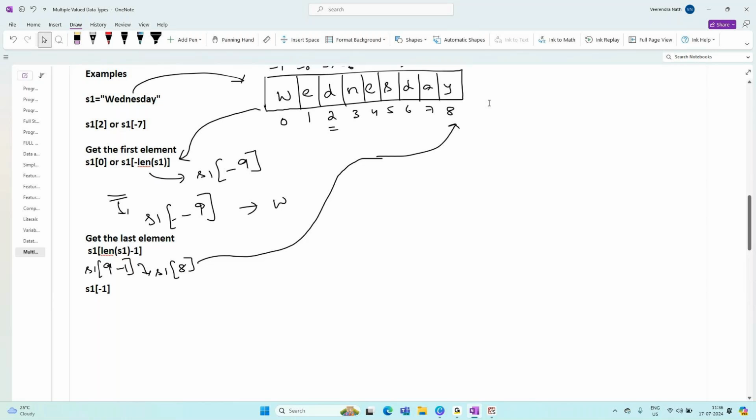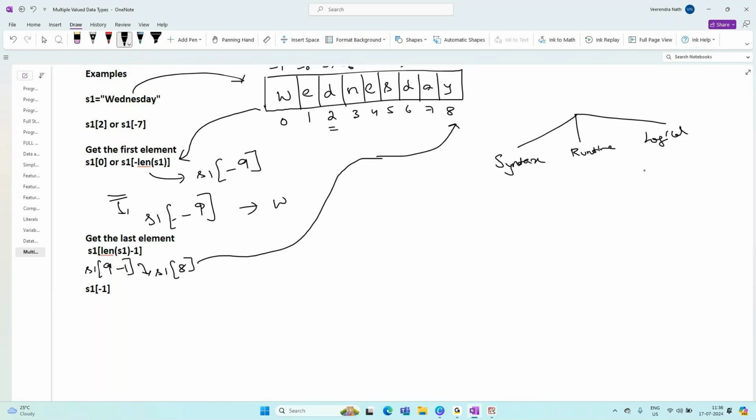Will it be a syntax error or a runtime error or logical error? Runtime error. Why runtime error? Okay, some people did not listen to that class, so I'll tell you about the errors. We generally face three types of errors in a program: syntax errors, runtime errors, and logical errors.